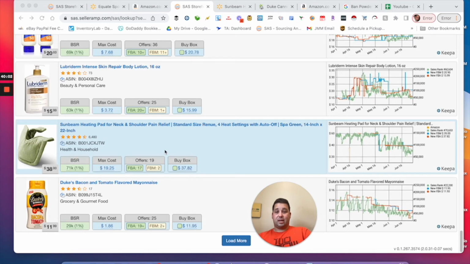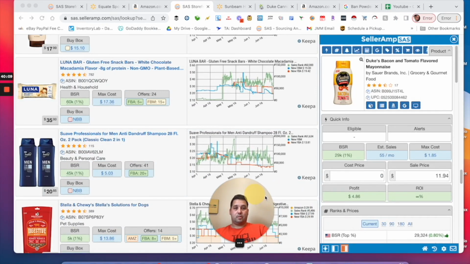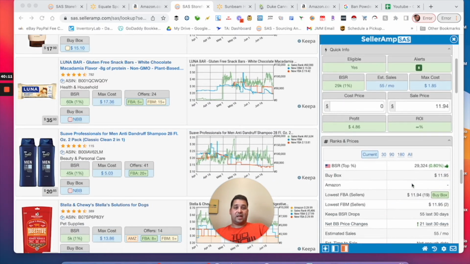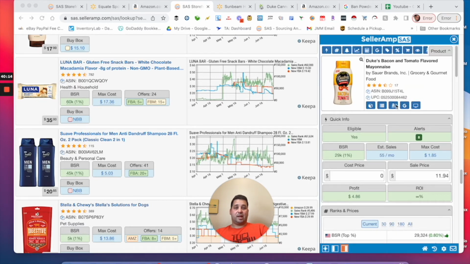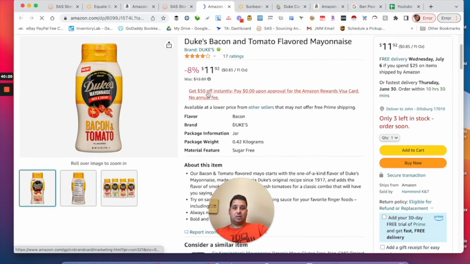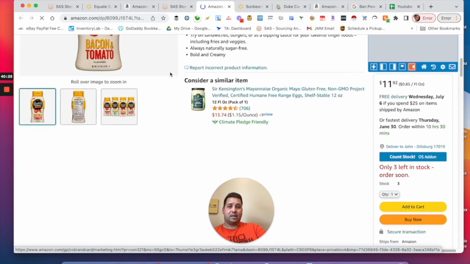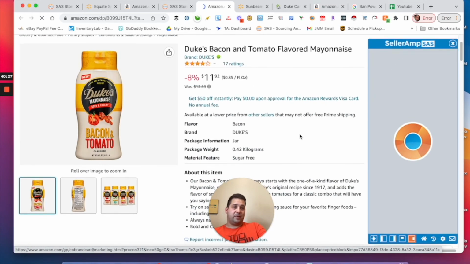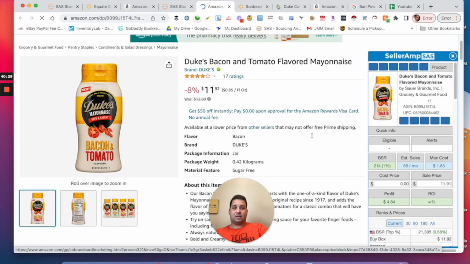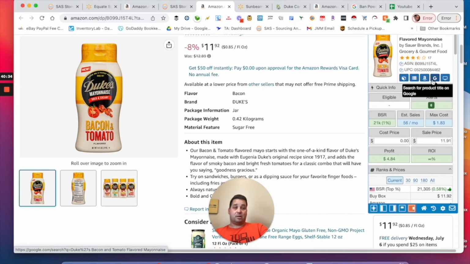We got a bacon and tomato flavored mayonnaise. Let's see what's going on here. $1.85 seems real cheap, but I also have $1 built in for the prep center. It was more for you because I don't really want to sell stuff that's less than $20, but you definitely could use stuff like this to build your business. And this is an easy thing to prep. You just have to put a label on it.